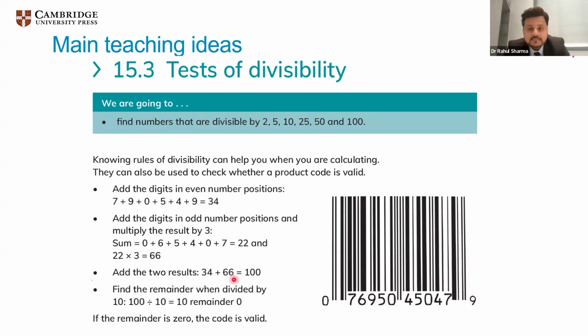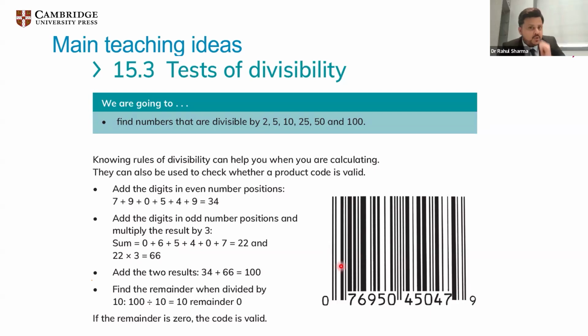I am adding both of them, the even ones and the odd ones multiplied by 3. And finally, whatever answer I am getting, I am dividing by 10. If the remainder is 0, the watch is real. And if the remainder is not 0, the watch is fake. That's how I could apply this test of divisibility in real life. So I'm sure we'll go back and use this test for ourselves also as mathematicians.